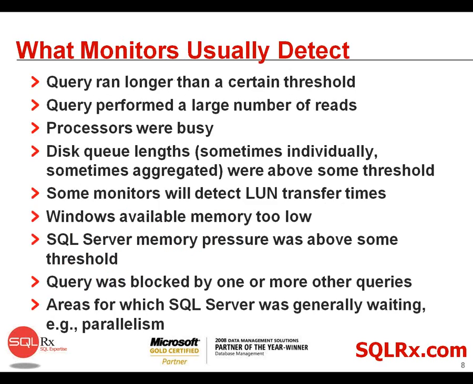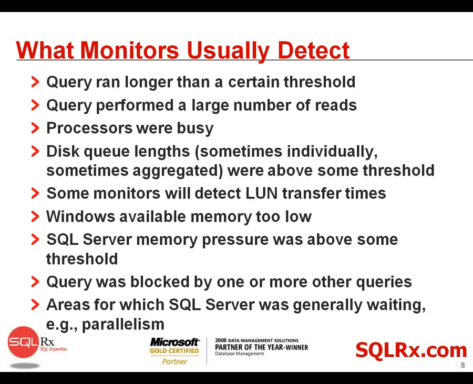What monitors usually detect? The query ran longer than a certain threshold. It did a large number of reads. Processors were busy. Queue length, some monitors look at queue length. Some do some more things about the transfer times. Just depends. Sometimes they do it in aggregate, or at least report it in aggregate. Others report it as individual LUNs. It just depends. Windows available memory being too low. That's a pretty easy one to see.